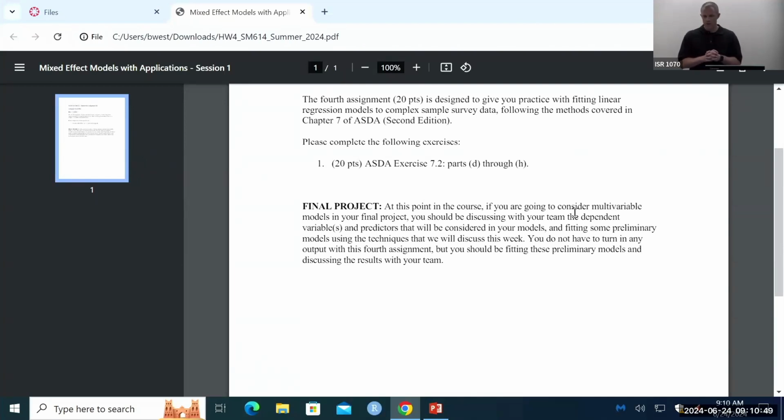Okay, so this is an exercise in seeing what happens if you naively ignore the sample design features when you're estimating the variances of the estimated coefficients. This gives you a chance to look at what might happen in that case. And then finally, part H says, write a brief paragraph.